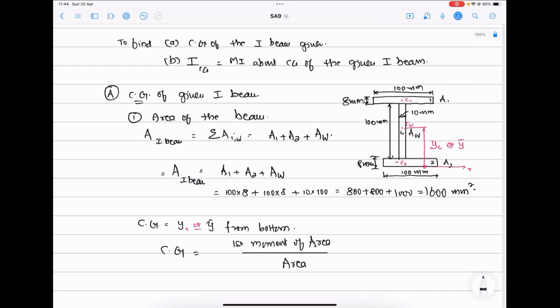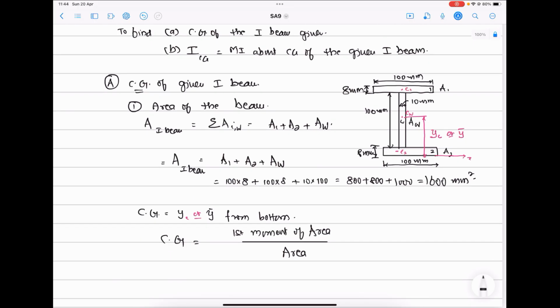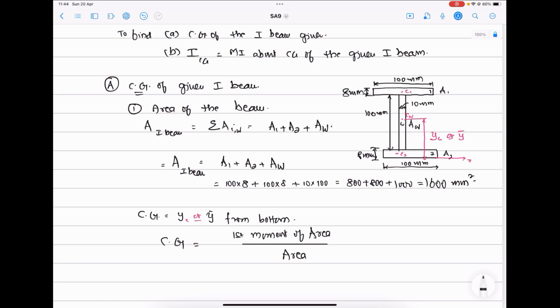And what is the area? The total beam area is equal to 1600 square mm, and from the first moment of area we can find out the center of gravity, y bar. That is sigma first moment divided by sigma area, total area. This is the definition. If more than one part is combined together, then sigma first moment of area divided by sigma of the area.